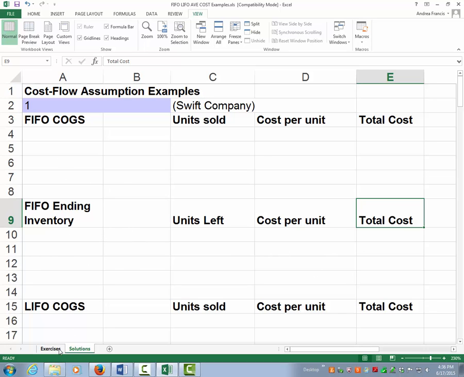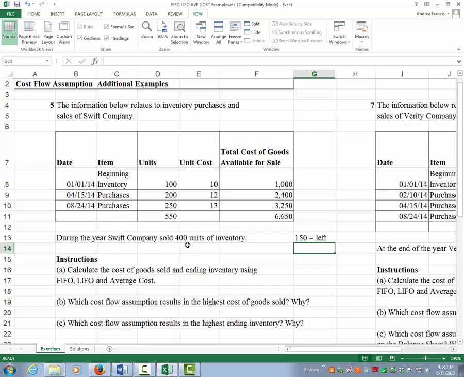So now going back to the question, we are reminded that 400 units were sold and 150 left. And this will be the same number of units for each of the methods. It's just that based on the method we are using, the number of units will be the same, but which units were sold will be different. So what do I mean by that?